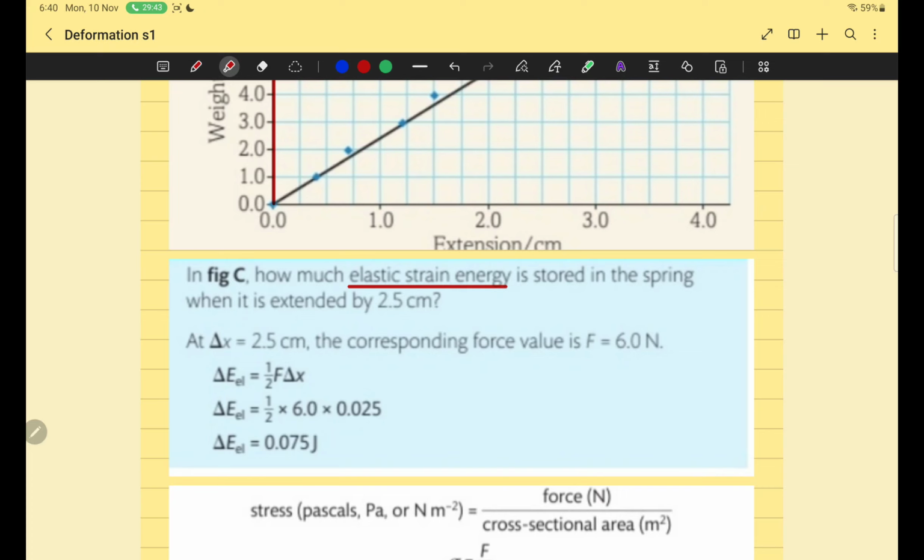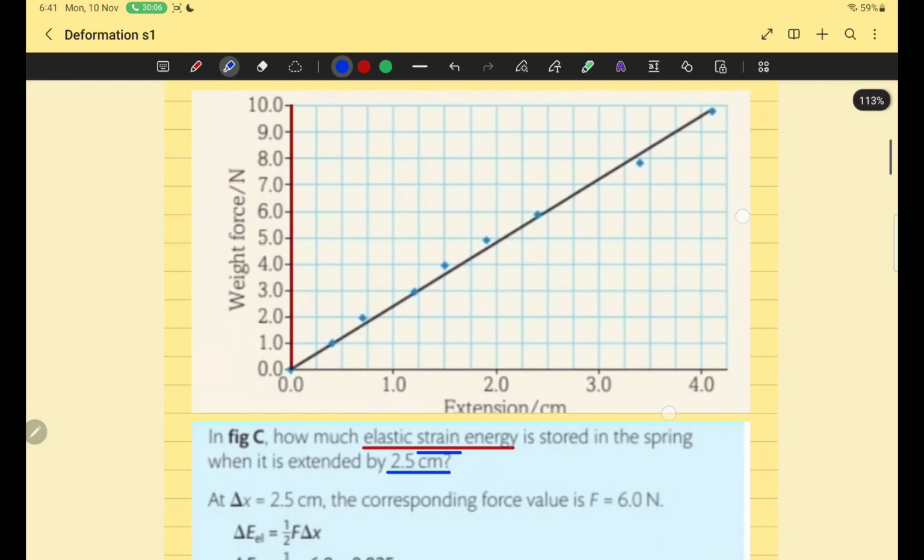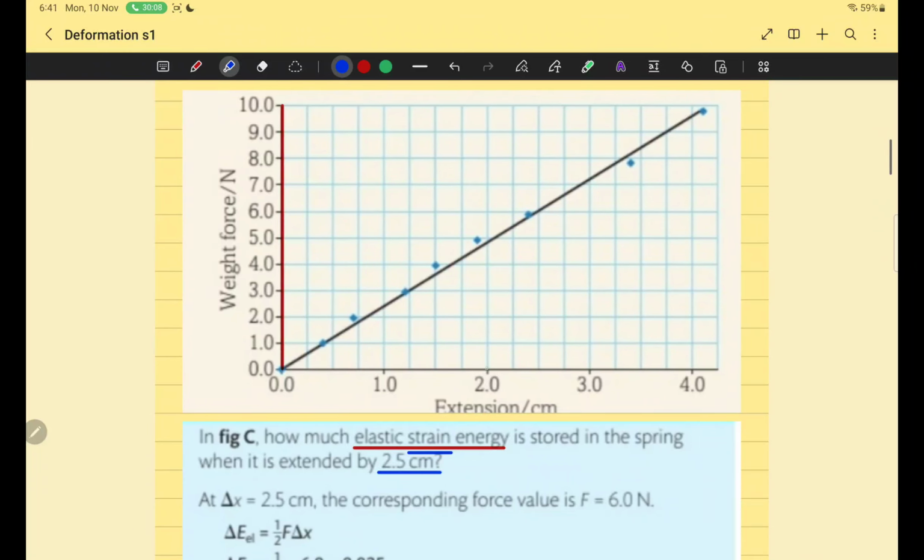You know, when a spring is stretched, then it stores elastic potential energy, or it is known as elastic strain energy, having the same meaning. So elastic strain energy is stored in the spring, okay, up to the limit of proportionality. The question is when it is extended by 2.5 centimeter. So if you use this graph, then you can say that this is 2 centimeter extension. This is 3 centimeter extension. Okay. So 2.5 will be this point.